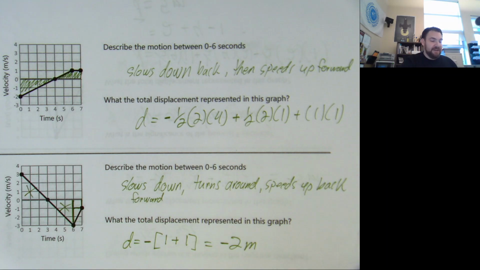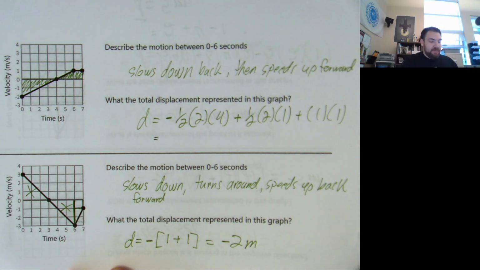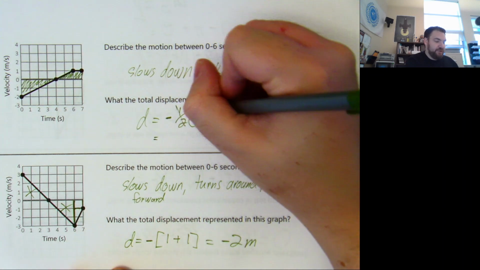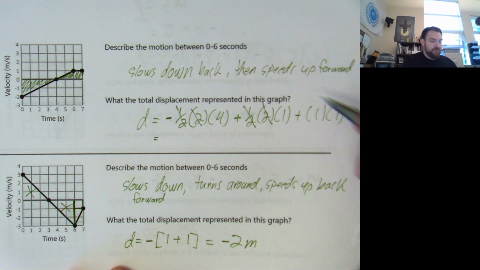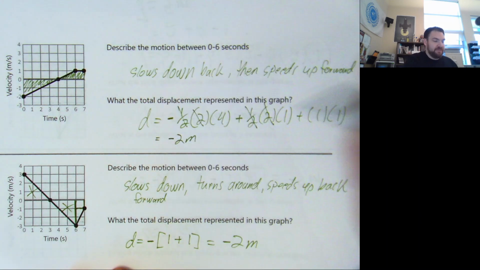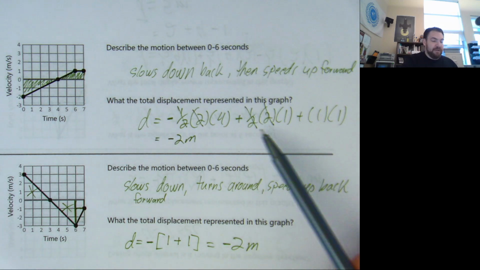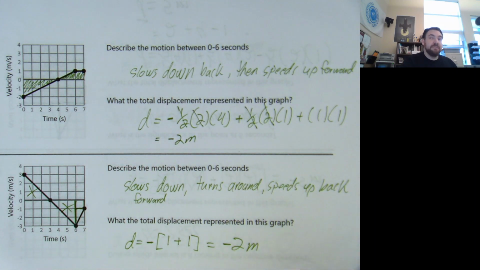Those are the values I got. I don't actually finish this one. So that's going to be negative 2 meters. Negative 4 plus 1. Anybody want me to explain any of what I've done there?